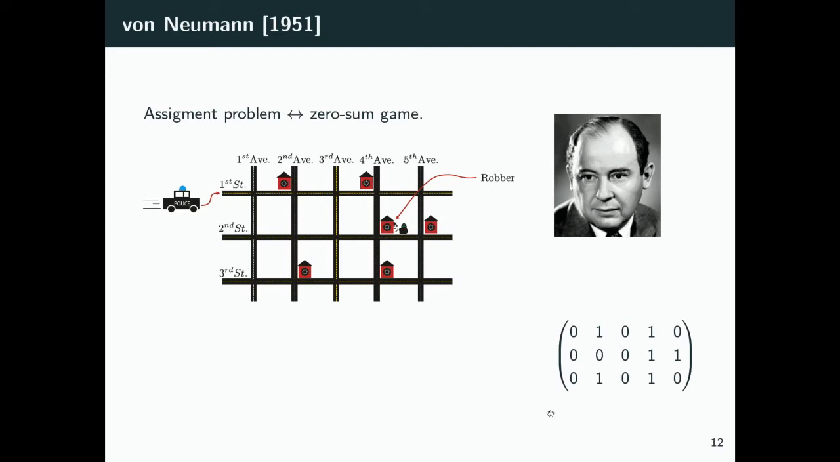Von Neumann proved that the optimal strategy in this zero-sum game for the robber is to find a maximum matching in the corresponding bipartite graph. The bipartite graph is between the streets and the avenues, with an edge if there's a safe house on that corner. Find a maximum matching in that, and then hide equally likely at any of the locations in that maximum matching. The optimal strategy for the cop is to find a minimum cover, a minimum set of streets and avenues that will cover all of the safe houses, and choose at random one of those. So basically, he reproved Egerváry's theorem in the context of zero-sum games.